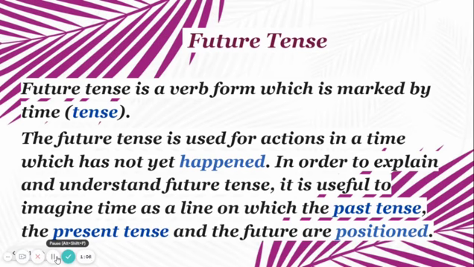Okay, in order to explain and understand future tense, it is useful to imagine time as a line on which the past tense, the present tense and the future are positioned. In the previous past tense and present tense videos we have also seen this line. From this, you can imagine that time always plays the major role, whether it is past tense, present tense or future tense.